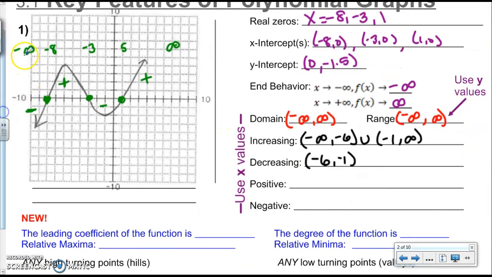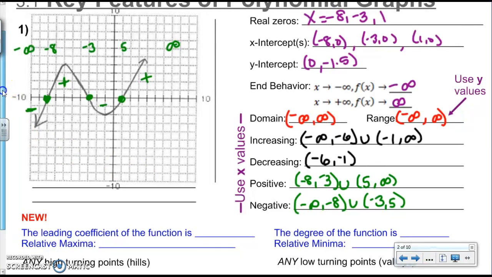Okay, so starting on the left side, between negative infinity and -8, we have a negative sign there. So negative infinity to -8 is negative. Then between -8 and -3, it is positive. It moves above the x-axis. Okay, and then -3 to 5, it is below the x-axis again. So -3 to 5 is negative. And then 5 to infinity is positive.